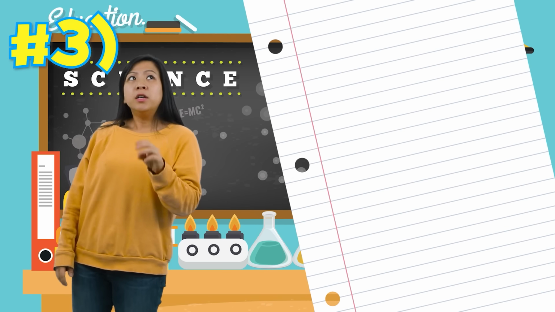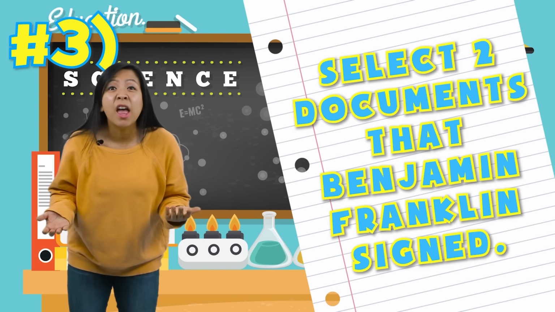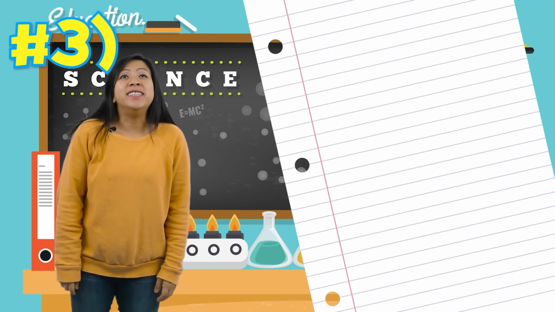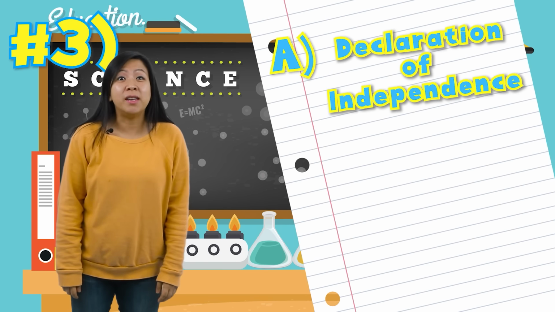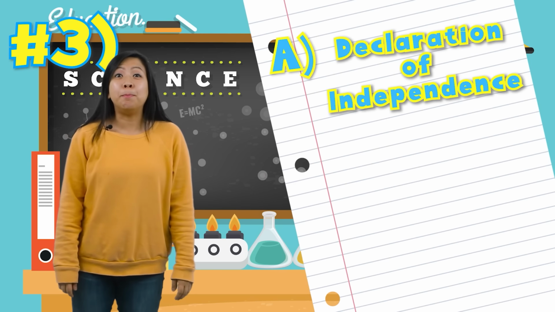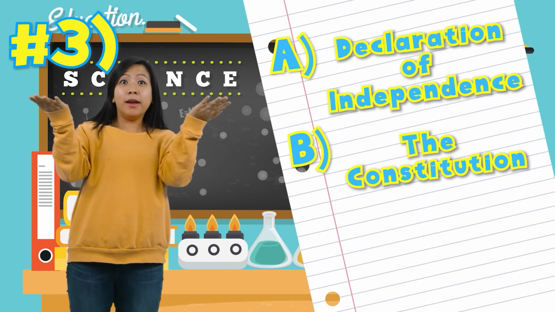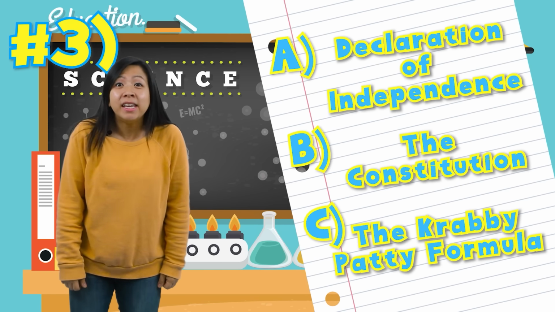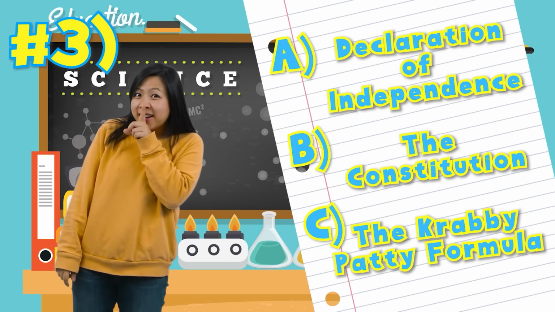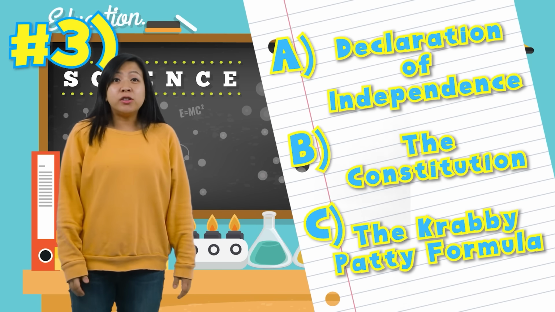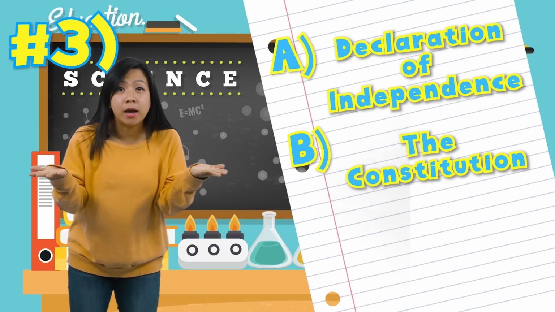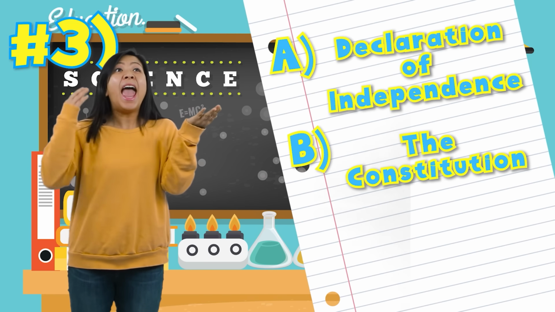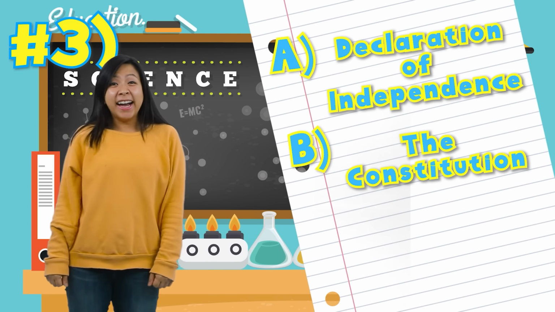Question number three. Select two of the documents that Benjamin Franklin signed. Did he sign A, the Declaration of Independence? Did he sign B, the Constitution? Or did he sign C, the Krabby Patty Secrets? Did you get the answer? The answer is actually A and B. Benjamin Franklin signed the Declaration of Independence and the Constitution.